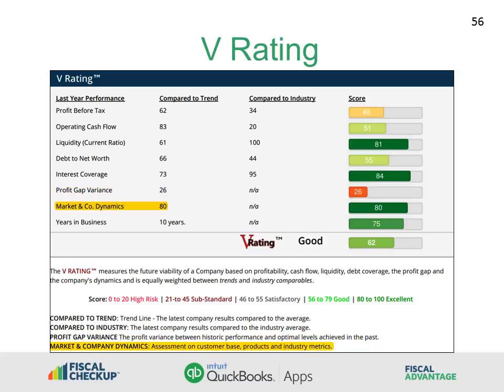The market and company dynamics factor utilizes 5 of the most important subjective questions from the questionnaire, which are likely to predict future viability, such as market share and competitiveness of the company products. The V rating provides an estimate of the future viability of the company. Note that it's a full 1 to 100 scale. An average company would receive a satisfactory rating of 50 plus or minus 10%.